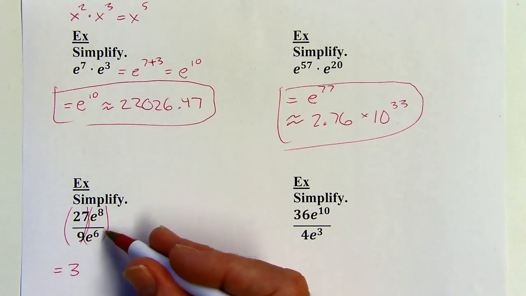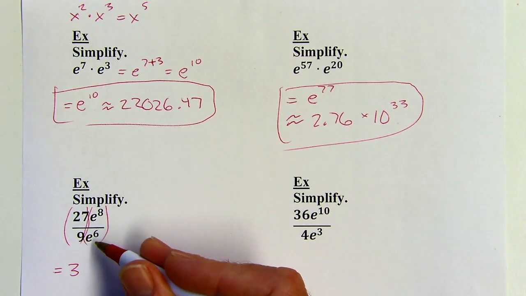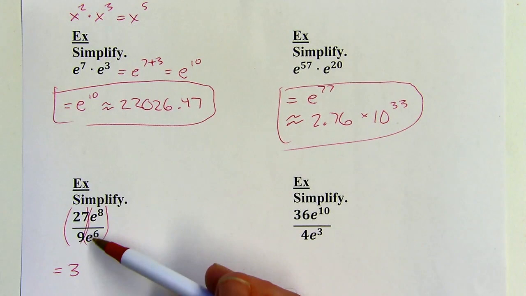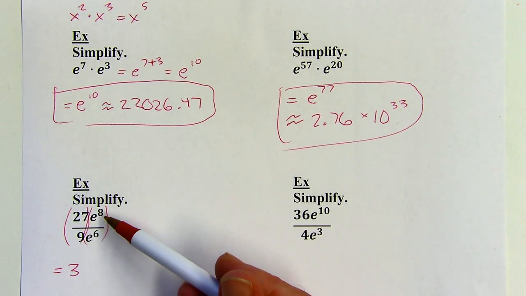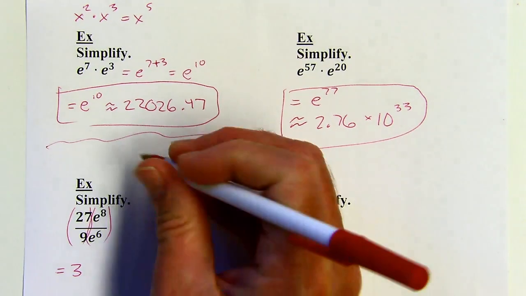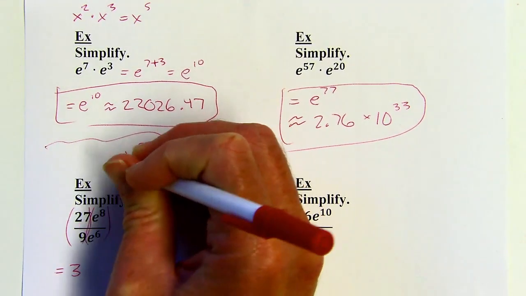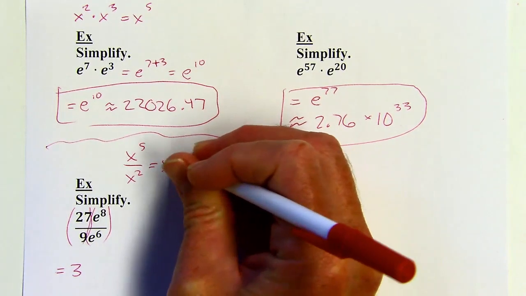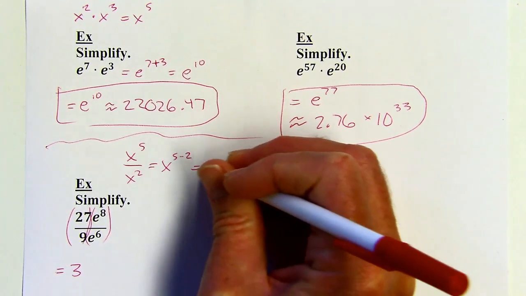Okay, and then when you've got e to the 8th over e to the 6th, if you think about canceling e's, all 6 e's on the bottom would get canceled, and 6 of them on the top would get canceled, and then you'd be left with 2 e's on the top. So just a little exponent rule. If you have x to the 5th over x to the 2nd, that's going to equal x to the 3rd. So you can do this, right?